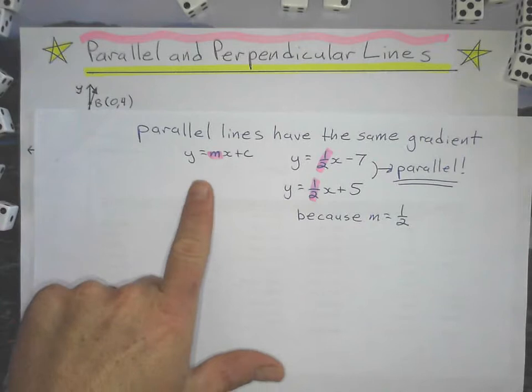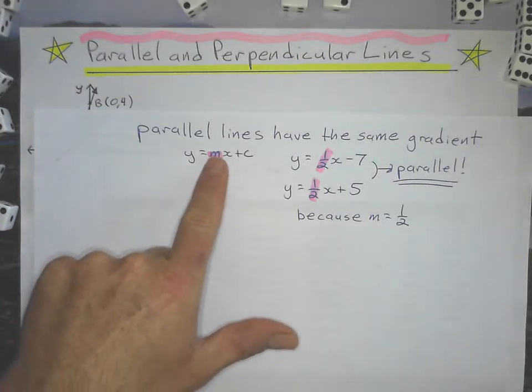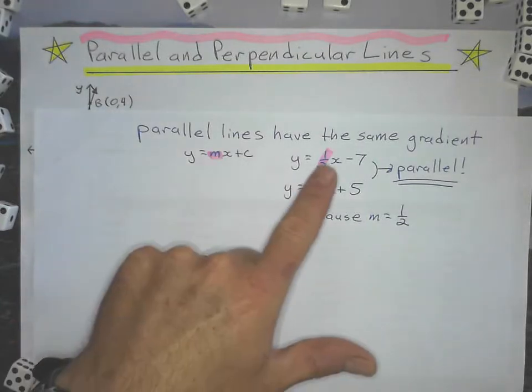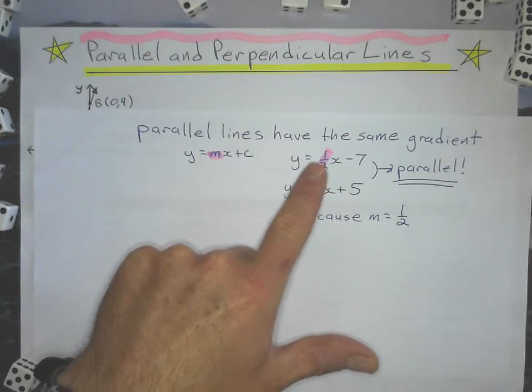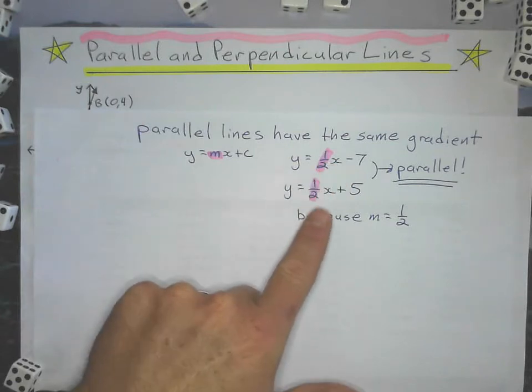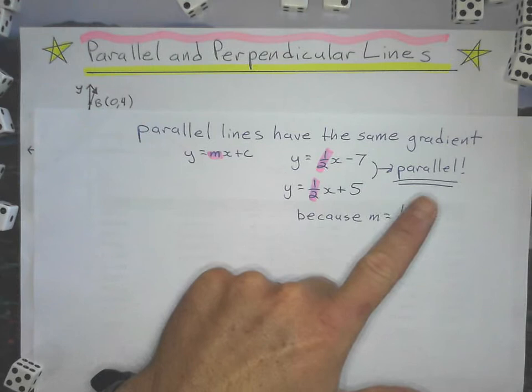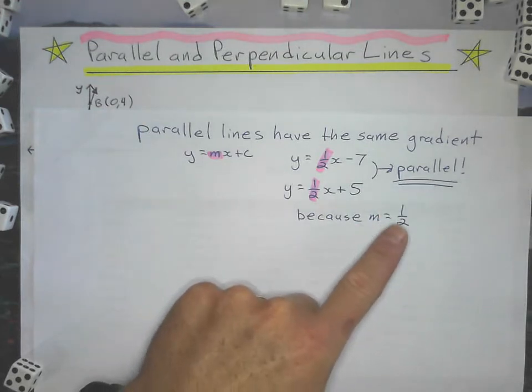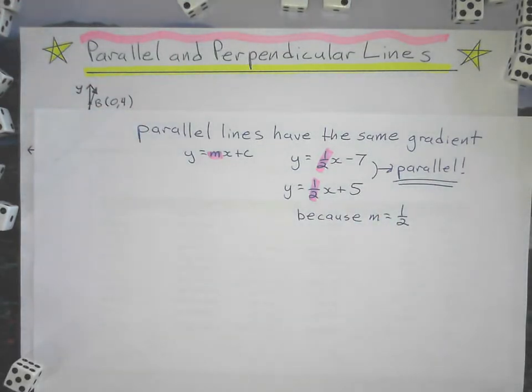If I have them in this format, the coefficient of the x term is the gradient, and all I have to do is look at the coefficient in front of the x, and if they're the same, they're parallel, because they have the same gradient. So that's easy. That's easy street.